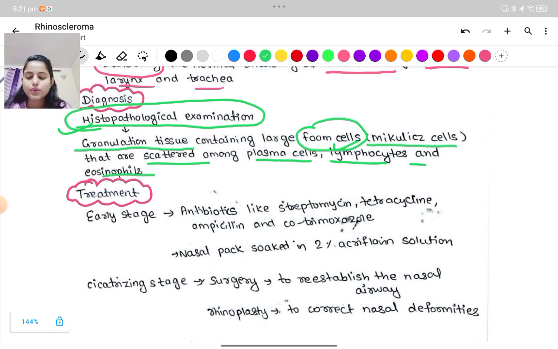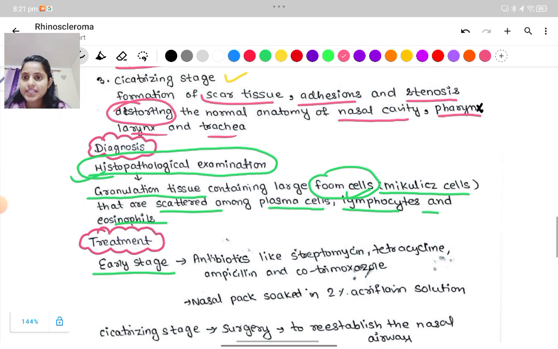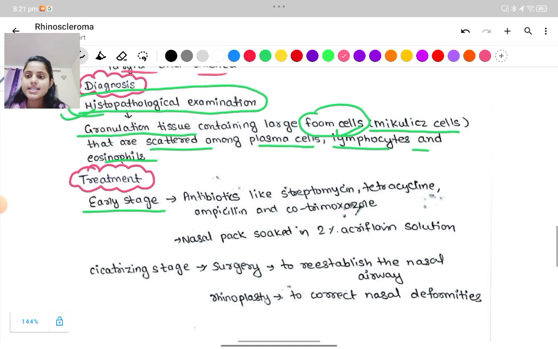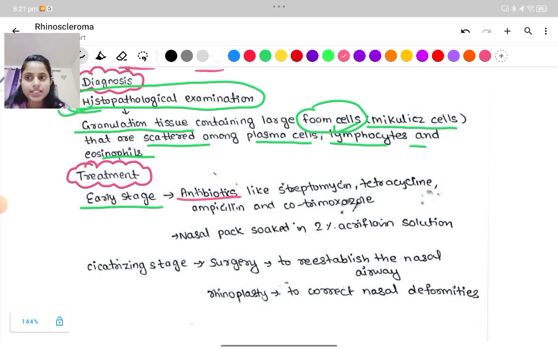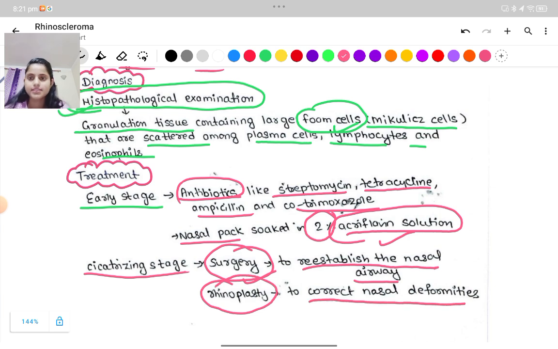For the treatment of rhinoscleroma, in the early stage, like the atrophic stage and the granulation stage, antibiotics are given as this is a bacterial infection. So we give antibiotics like streptomycin, tetracycline, ampicillin, and cotrimoxazole. A nasal pack soaked in 2% acriflavine solution can be used. In the cicatrizing stage, surgery needs to be done as there is already deformity of the nasal cavity. So surgery is done to re-establish the nasal airway, and rhinoplasty is done to correct the nasal deformities.